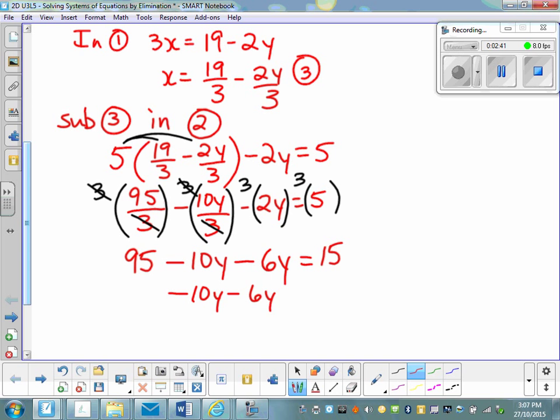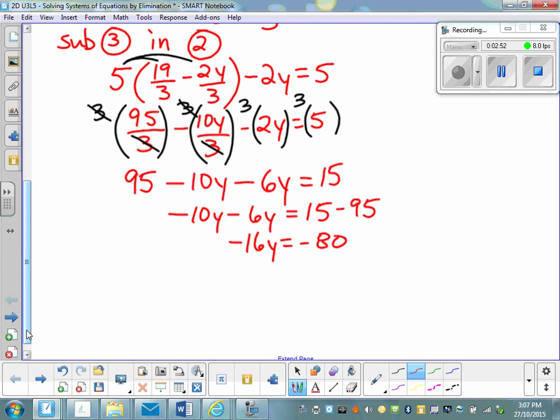Then we isolate the y. So I'm going to move the 95 to the other side. I'm going to have minus 16y equals minus 80. And if I divide by negative 16, I get y equals 5.